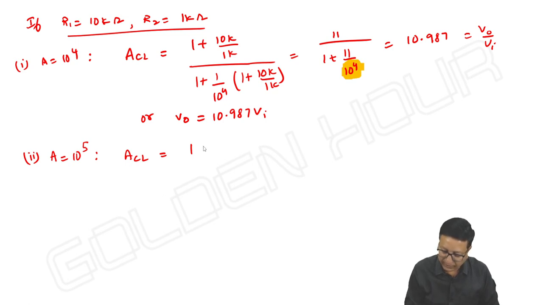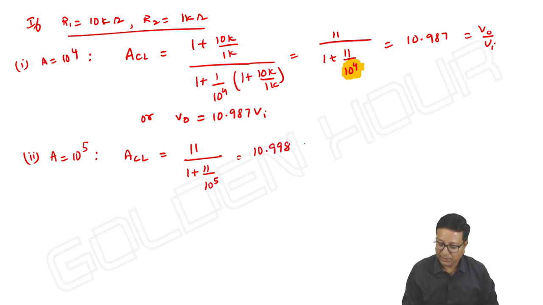Okay, so it is 11 by 1 plus 11 by 10 power 5. The denominator is increasing, obviously, and it comes to be around 10.998. Or the gain, V output, is equal to 10.998 times VI. It is also much close to 11.